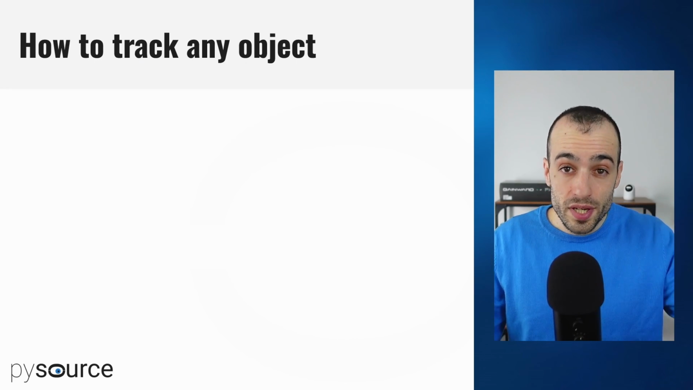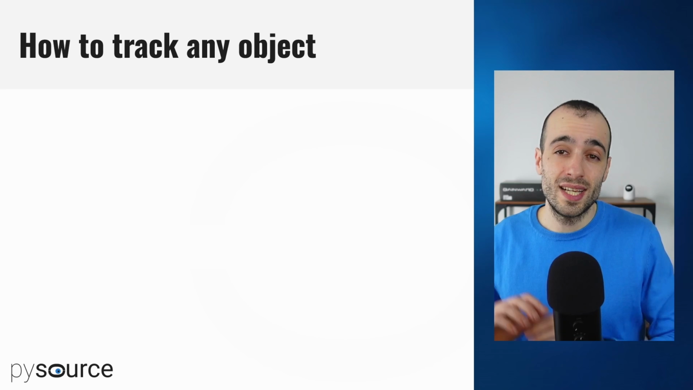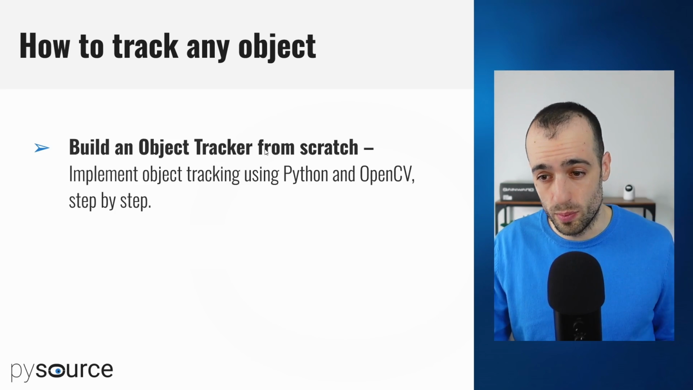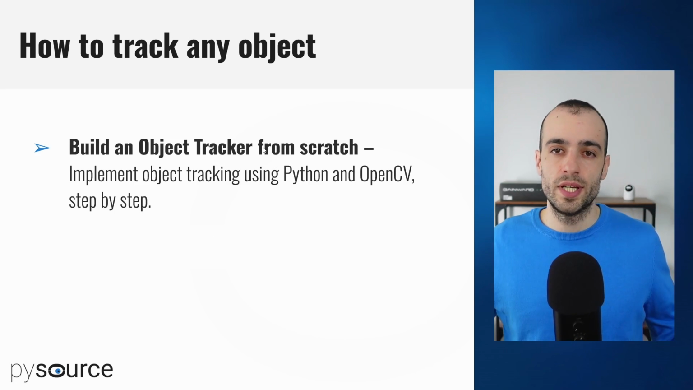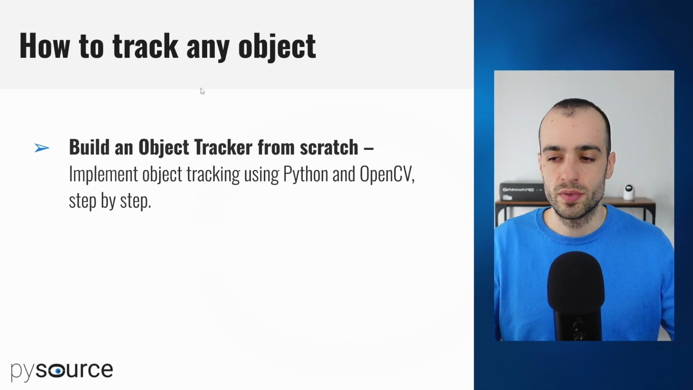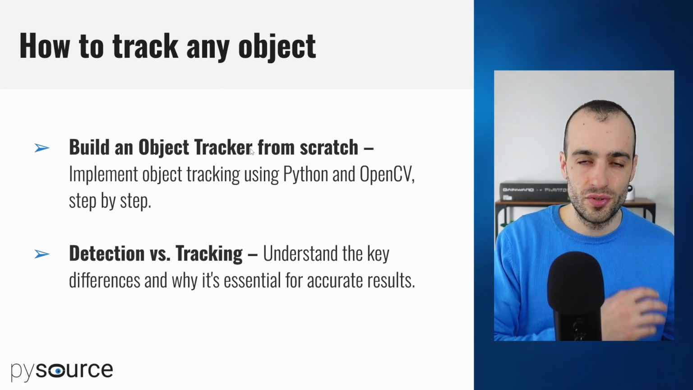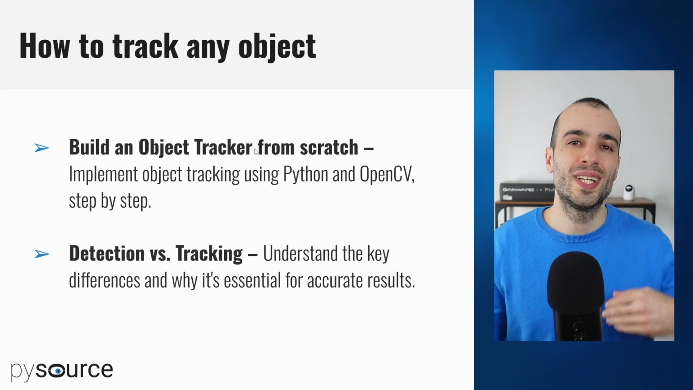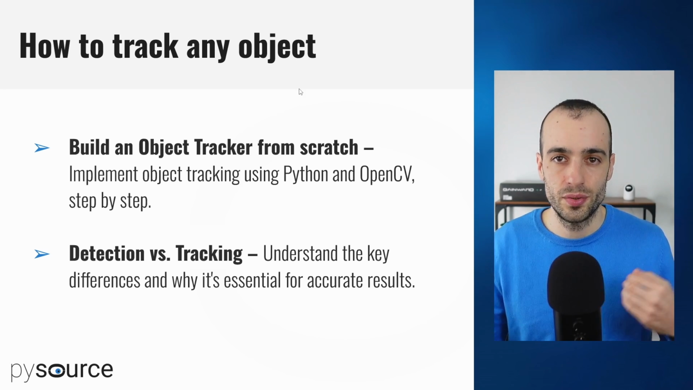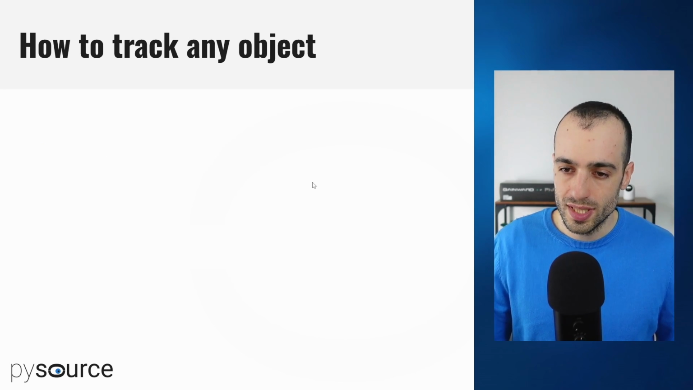Welcome to this new video. I'm Sergio, and in this video, we're going to see how to detect and track any object using Python and OpenCV. So we're going to see how to do this implementation in a very easy way from scratch, step by step. You will understand the difference between detection versus tracking and why this is crucial to get the most reliable and the best accuracy tracking of your objects.